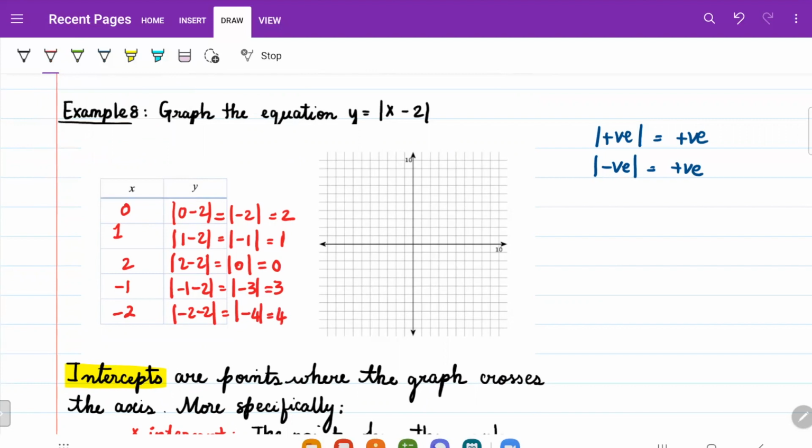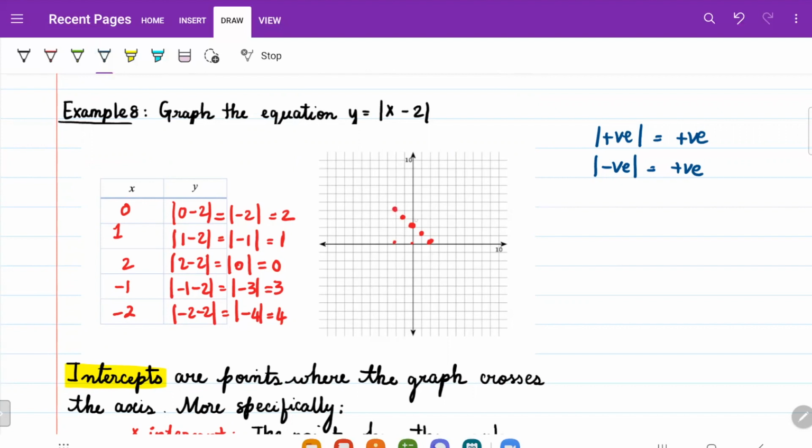So here we have, when x is 0, y is 2. So this is our first point. When x is 1, y is 1. When x is 2, y is 0. When x is negative 1, y is 3. When x is negative 2, y is negative 4.